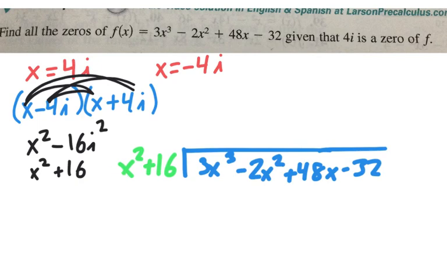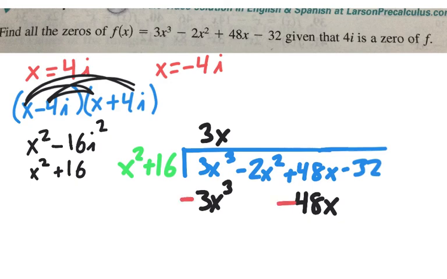So again, I have an x squared. I want to make it 3x cubed. x squared times what is 3x cubed? 3x. 3x times x squared is 3x cubed. 3x times 16 is 48x. So again, make sure you line it up properly, right? It has to match up with the x term, not with the x to the second. That would be the trick in this problem. Then we're going to subtract. So this cancels and this cancels.